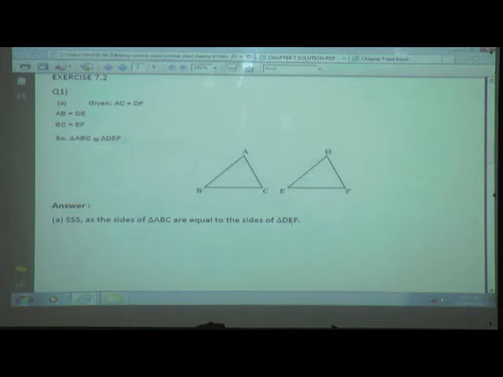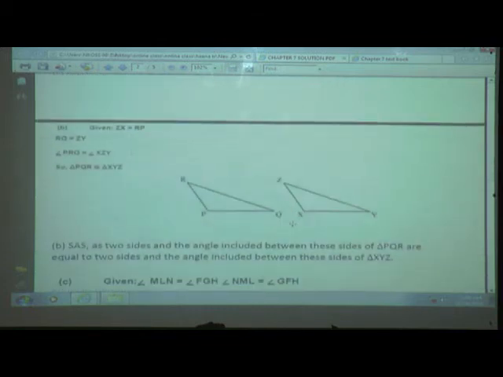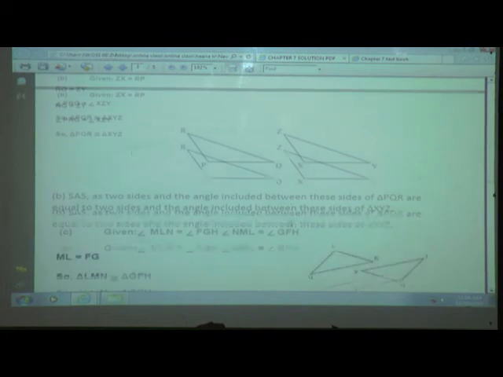We have a figure here and we can see all three sides are given. All these are sides of a triangle, so they are equal because we know that AC is equal to DF. So we can say both the triangles are congruent by SSS criteria, that is triangle ABC congruent to triangle DEF by SSS criteria, that is side, side and side.